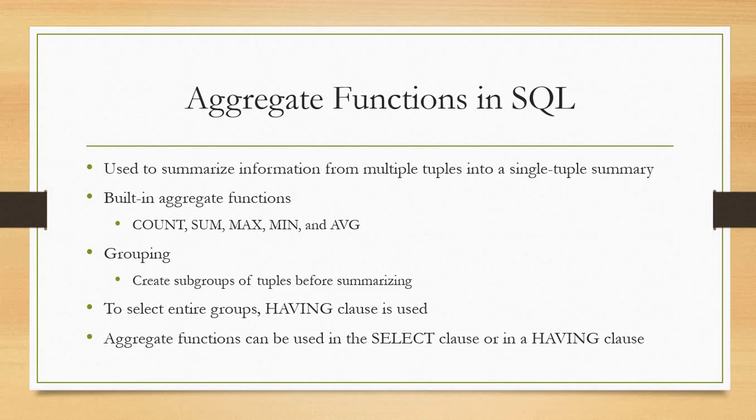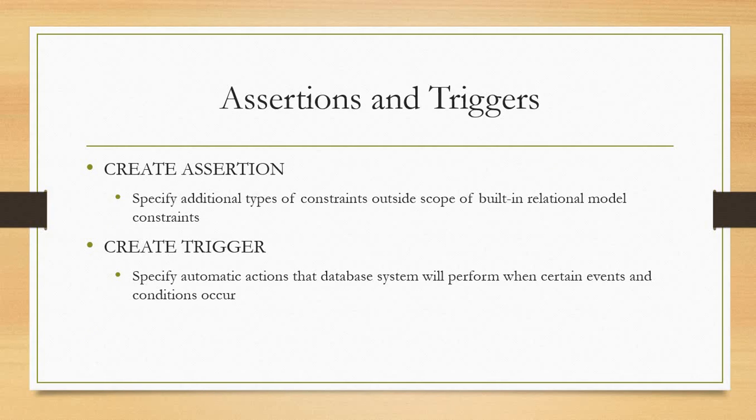You can only use one or the other though, the select or having, not both. Then there are also assertions and triggers. You use the create assertion command to specify additional types of constraints outside the scope of built-in relational model constraints. Consider these similar to your assumptions. You can also use the create trigger command. These specify automatic actions that the database system will perform when certain events and conditions occur.